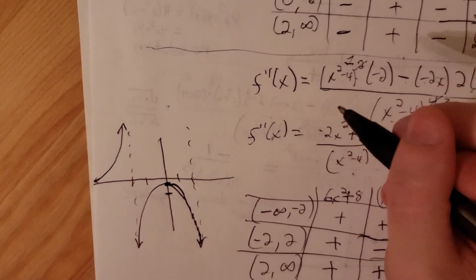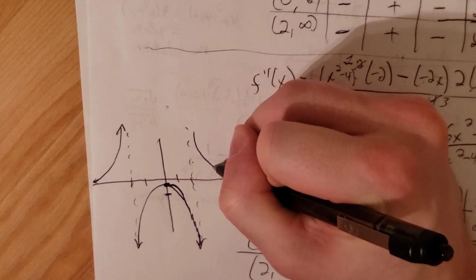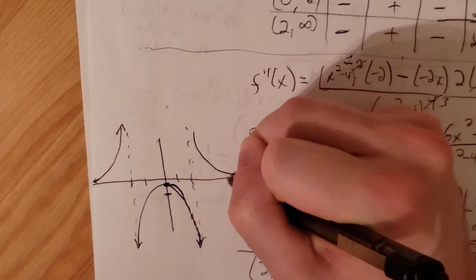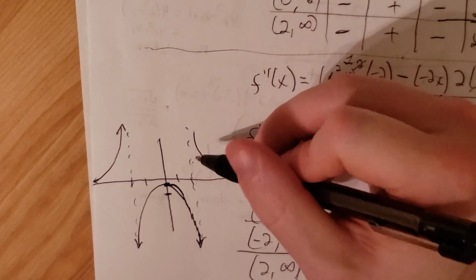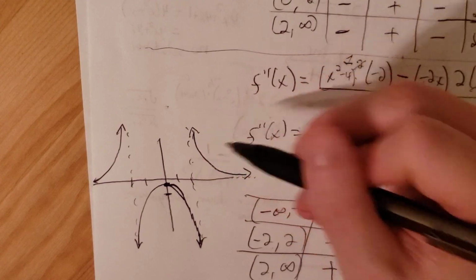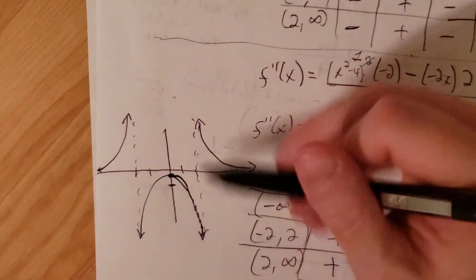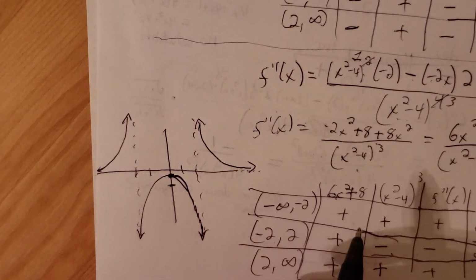And then finally, from 2 to infinity, we are concave up and decreasing. Moreover, we limit to 0 as x goes to positive infinity, and we limit towards positive infinity as x approaches 2 from the right. And so we get this as our sketch of the graph. And that is where we will end this video.